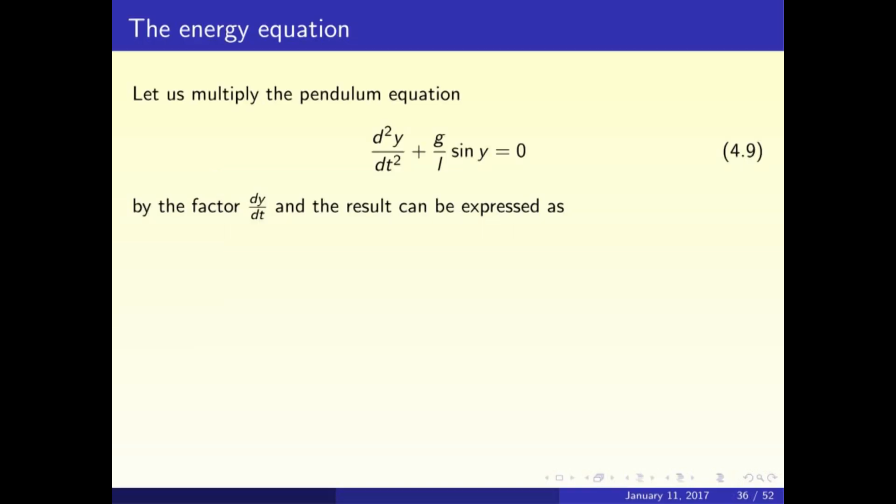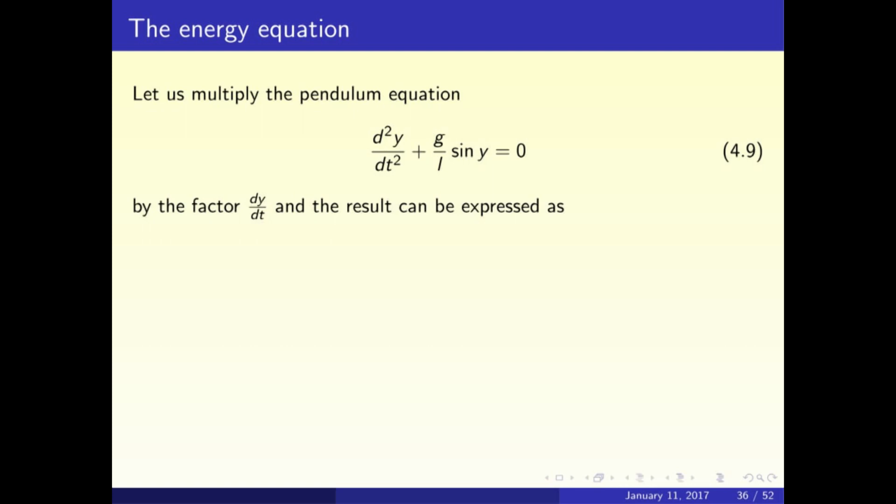The pendulum restlessly continues to swing, punctuating the inexorable march of time. So the pendulum keeps swinging and it calibrates the interval of time for you. So let's go back and recall what the pendulum equation was. d2y by dt squared plus g over L sine y equals 0.